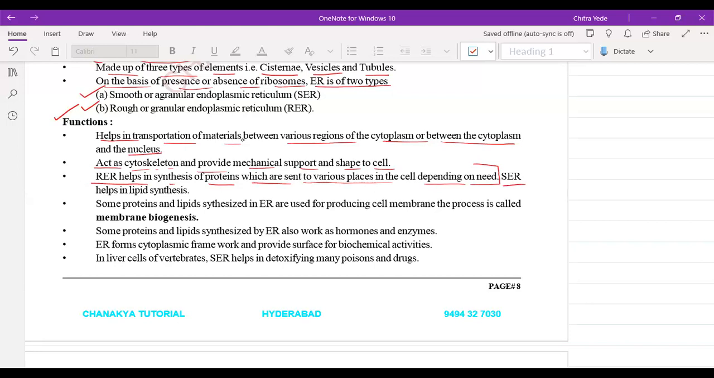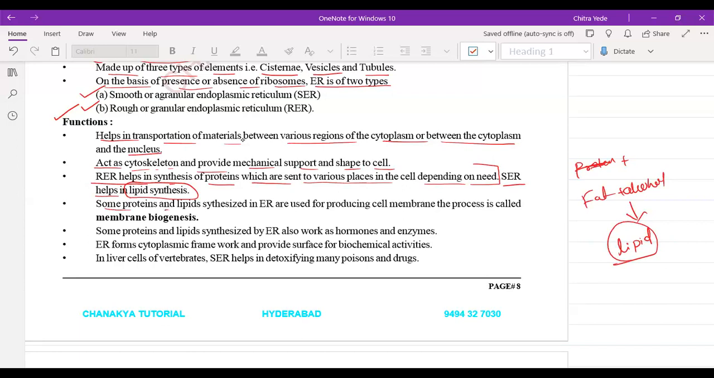Smooth endoplasmic reticulum helps in synthesis of lipid. Lipid means fat plus alcohol becomes lipid. Understood? So they help in formation of lipid.